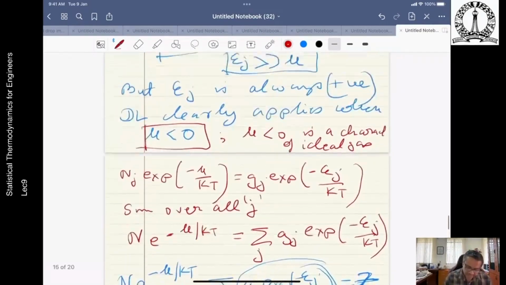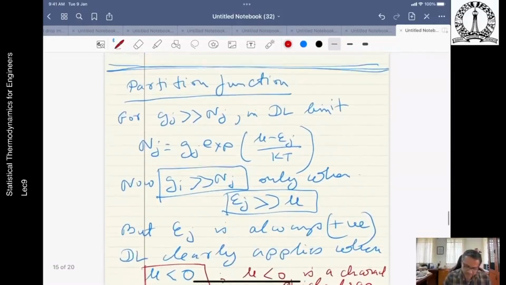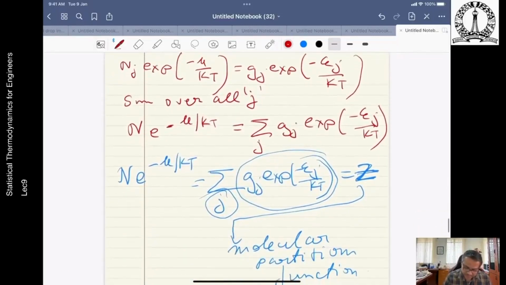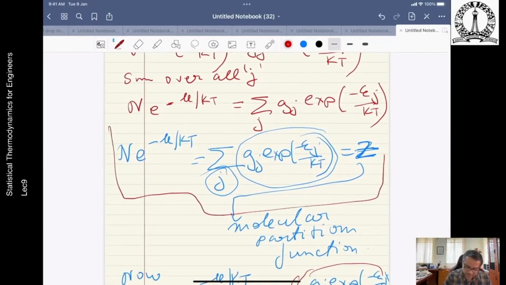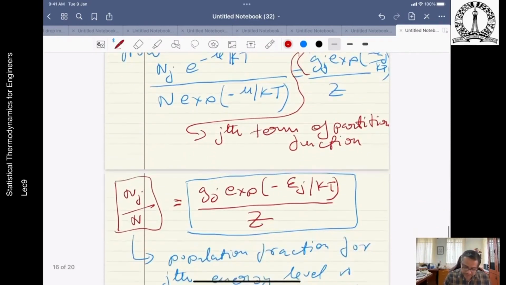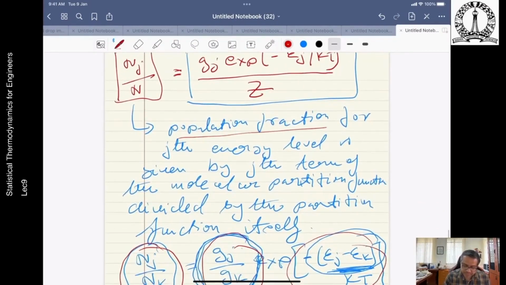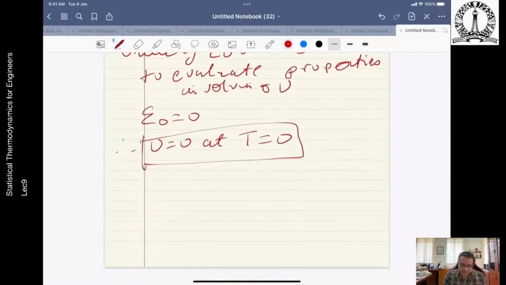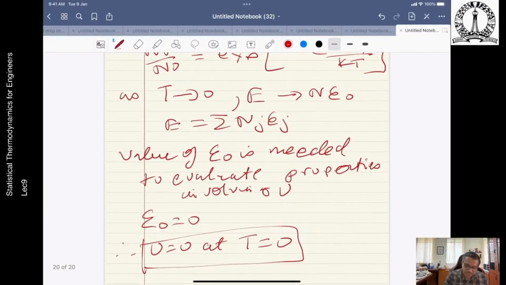And lastly, to recall what your partition function is, this is the definition of your partition function. These are the terms of the partition function. It can also represent a population fraction for the jth energy level. These are the different quantities that you have. It is also to be noted that at absolute 0, the internal energy is also equal to 0.